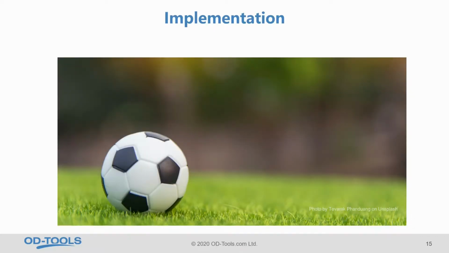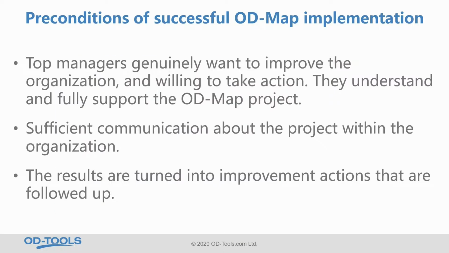I'd like to share a few points about implementation. There are 3 preconditions of the successful implementation. 1, the top managers are really on board. They want this project. They want to make it happen. They genuinely want to use this opportunity to improve the organization. 2, the communication strategy, and to make sure that there is sufficient communication about the project in the organization. And 3, to make sure that there are follow-up actions about the results, so not just measuring for the sake of measuring, but people can experience that the survey, their views made a difference, and there's action, there's improvement going on.